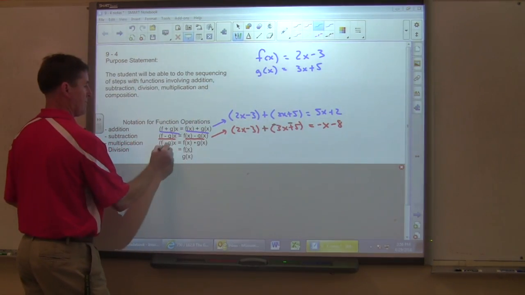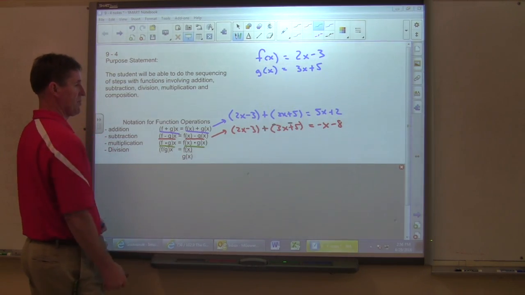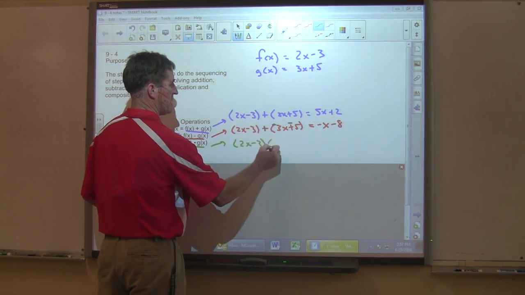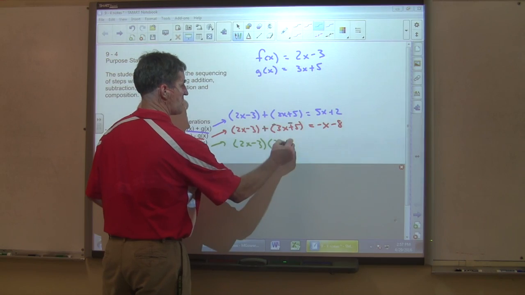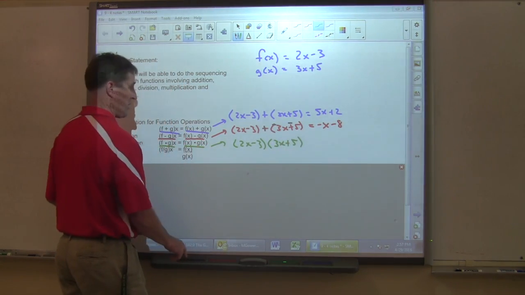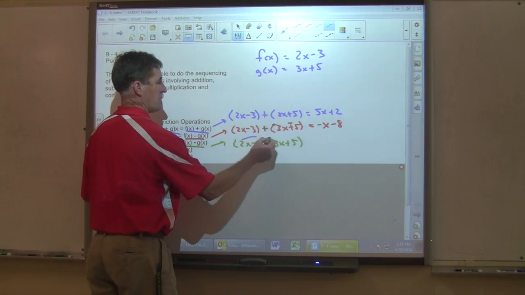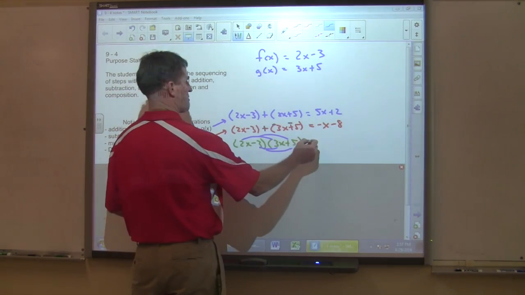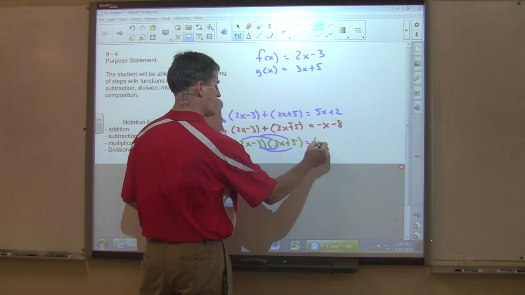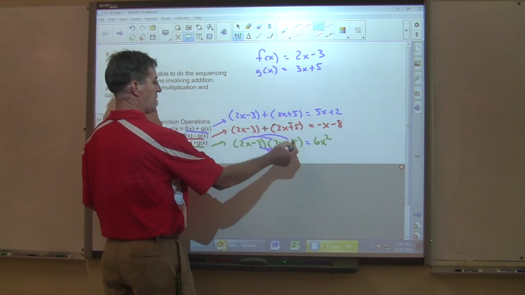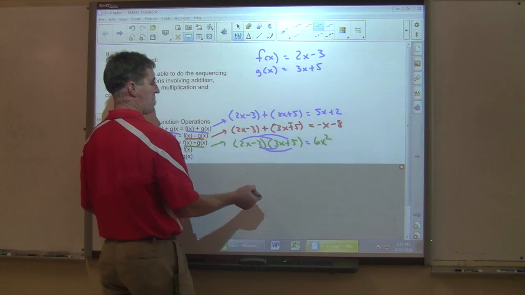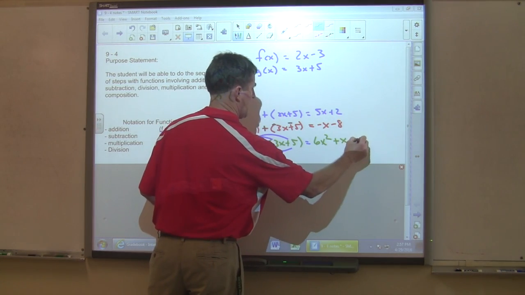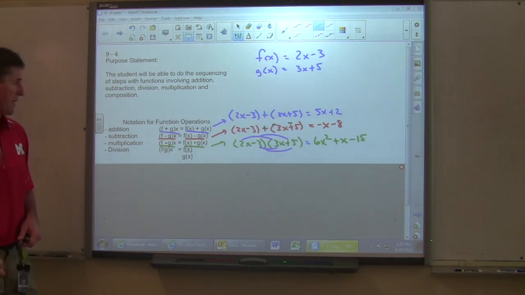Let's do multiplication. F times g of x, or again, f of x times g of x. That would be written 2x minus 3 times 3x plus 5. And then we would just do our claw method or FOIL or double distributive, doesn't make any difference. 2x times 3x is 6x squared. 2x times 5 is 10x, negative 3 times 3x is a negative 9x, so that gives me a plus x, and then negative 3 times 5 is a negative 15. So that would be multiplication.